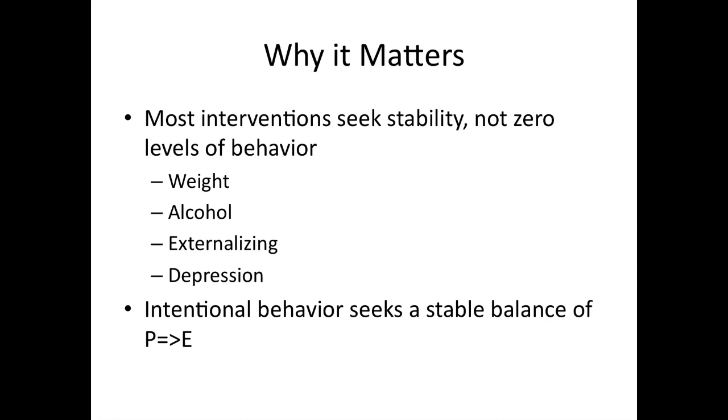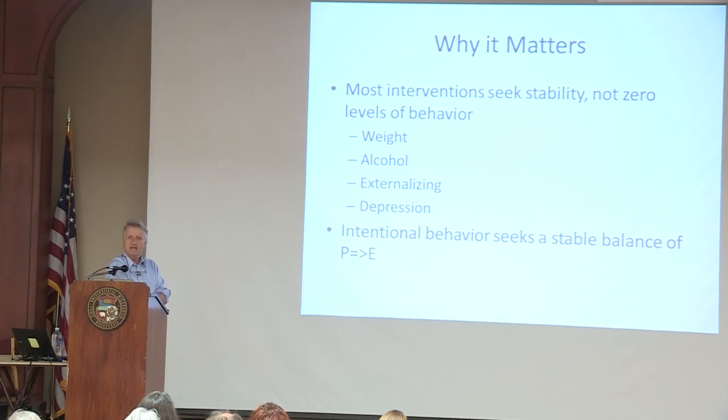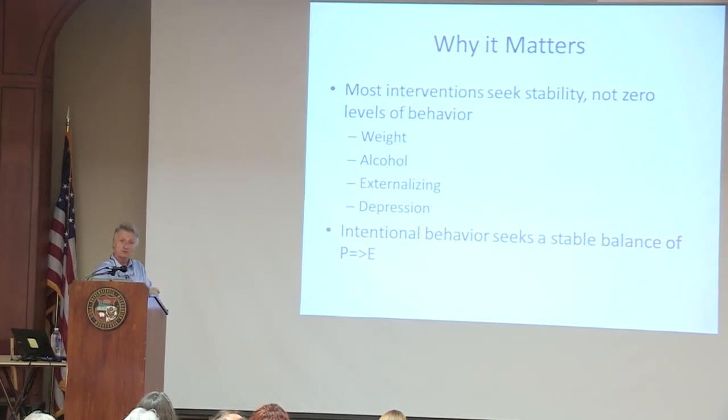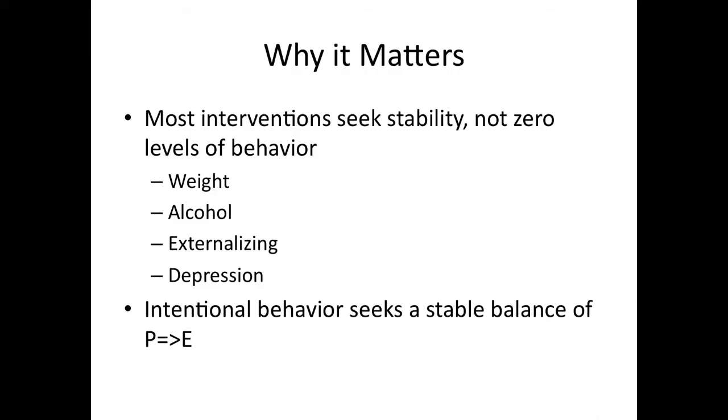In addition, most of the behaviors that we're actually interested in, what we're seeking in them is stability, not zero. Right? So if we're trying to control BMI, if we're interested in weight reduction, we're not trying to make human beings as skinny as humanly possible. We're trying to get people to establish a stable weight that they can maintain over time. That's true for many different aspects of intentional behavior. Alcohol use, externalizing, depression. We're not trying to make everybody as cheerful as humanly possible. We're trying to keep people stable in their affect. Right? Intentional behavior seeks a stable balance of phenotype to environment processes.